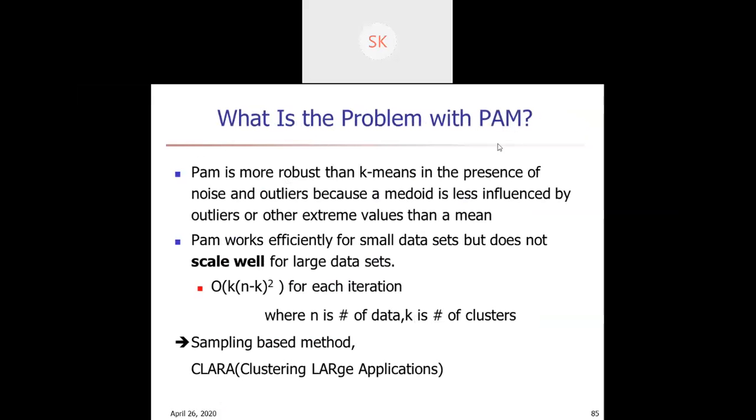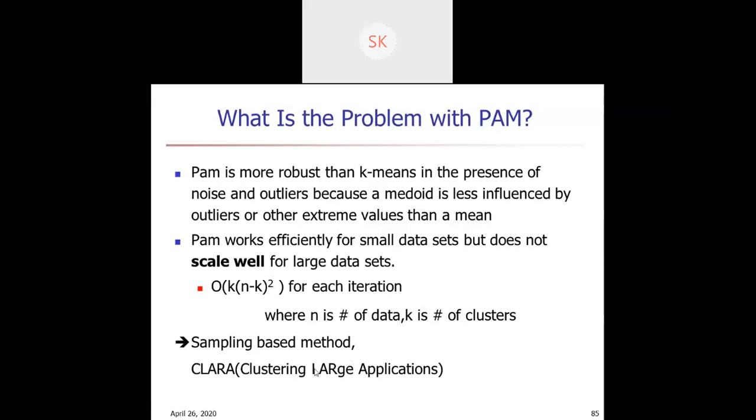So, the drawbacks and problems with partitioning around medoids. It is more robust than K-means in the presence of noise and outliers, because a medoid is less influenced by outliers or other extreme values than a mean. The centers of the clusters are not changing after each update. K-medoids works efficiently for small data sets but does not scale well for large data sets. The complexity is O(k(n-k)^2) for each iteration, where n is the number of data objects and k is the number of clusters.